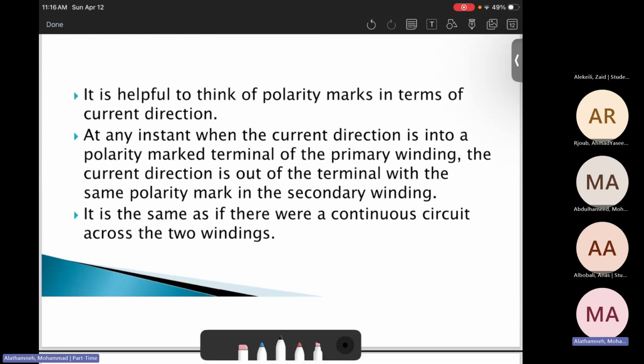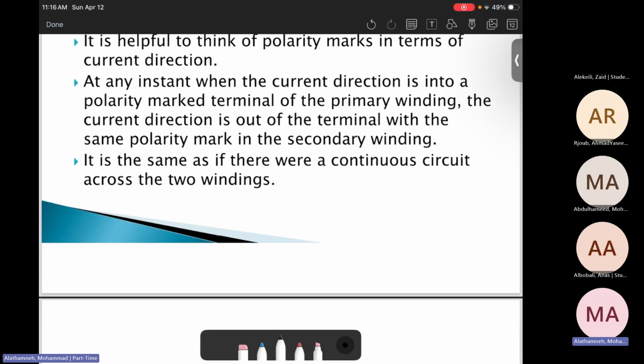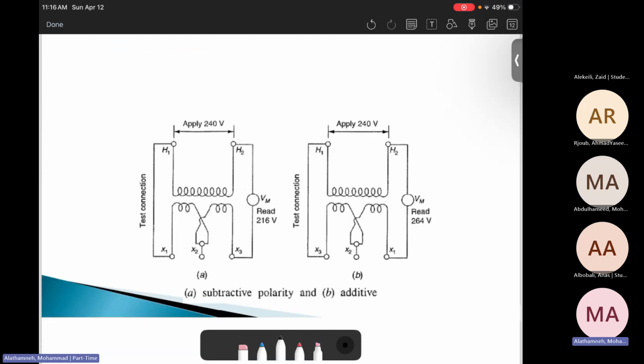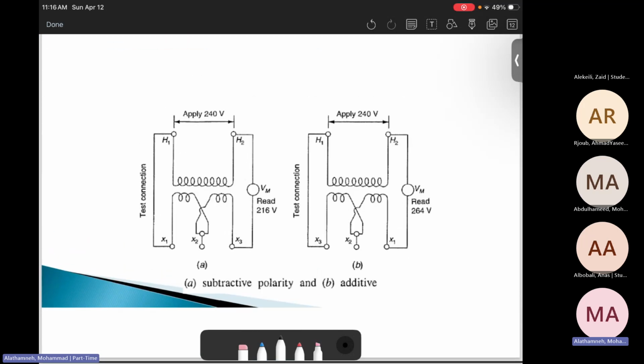Then at any instant, when the current direction is into the polarity mark on the terminal of the primary winding, the current direction is out of the corresponding terminal of the secondary, as I said earlier. So it's the same in the connection circuits across the two windings. Here is the transformer, additive and subtractive. How can we know whether this one is additive or subtractive? On the connection we couldn't see, but we can test it in the lab.